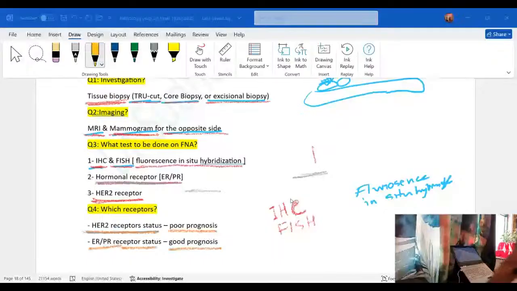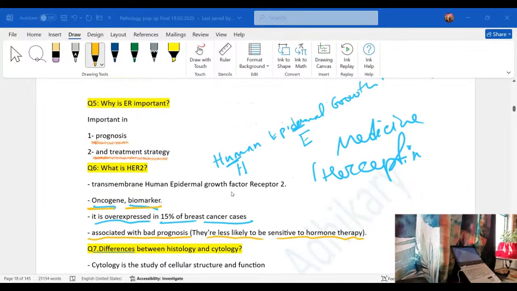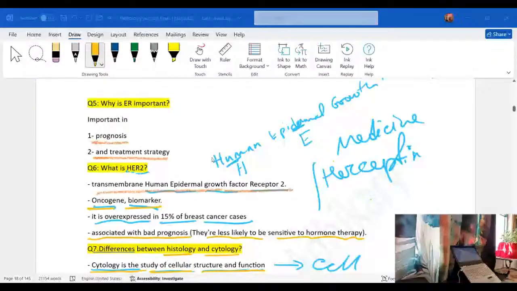Which receptor? HER2 receptor is poor prognosis, but ER and PR receptors are good prognosis because we can treat with hormones. Why is ER important? Because of the prognosis of the patient and the treatment strategy.